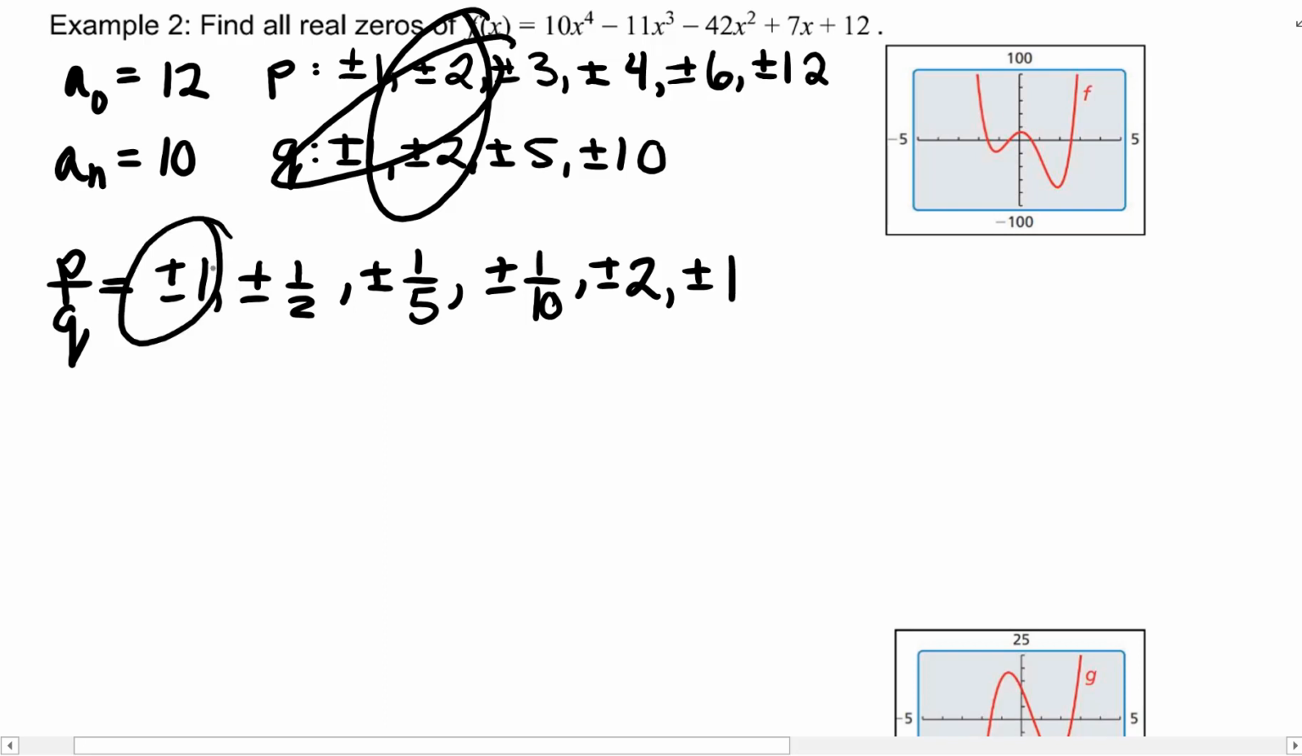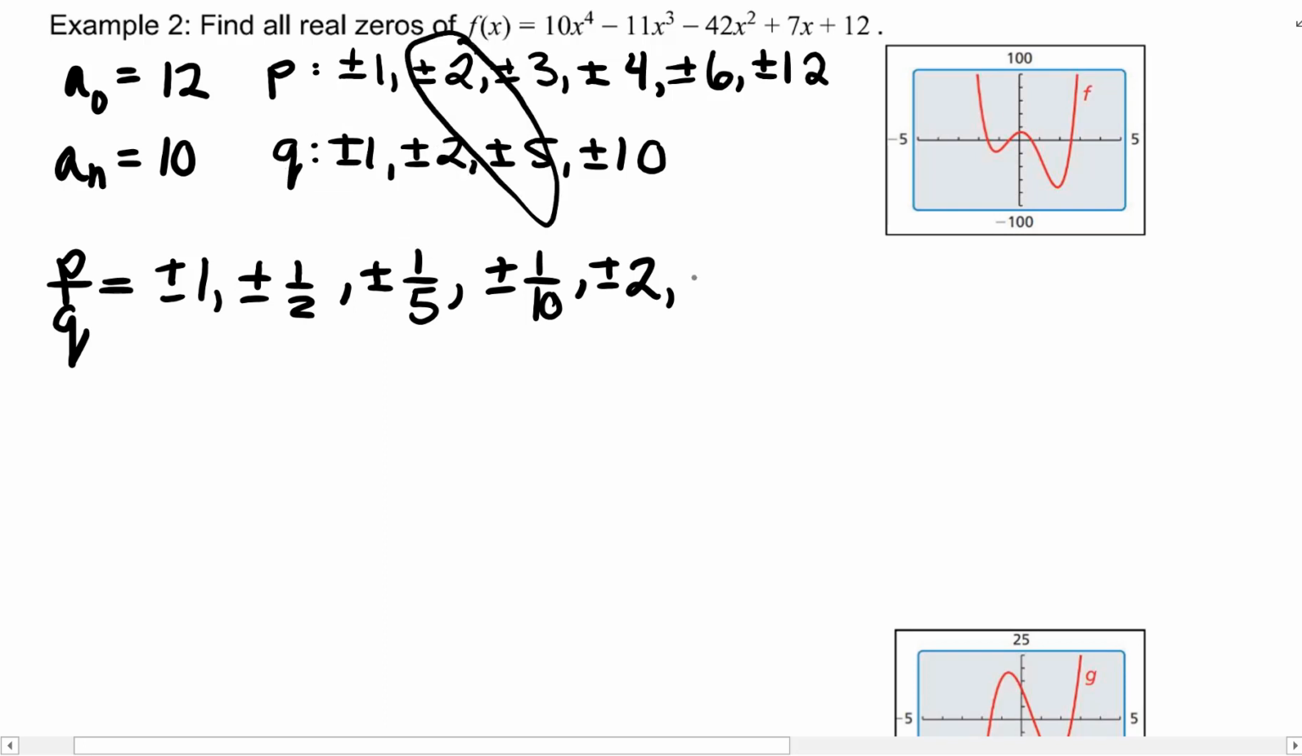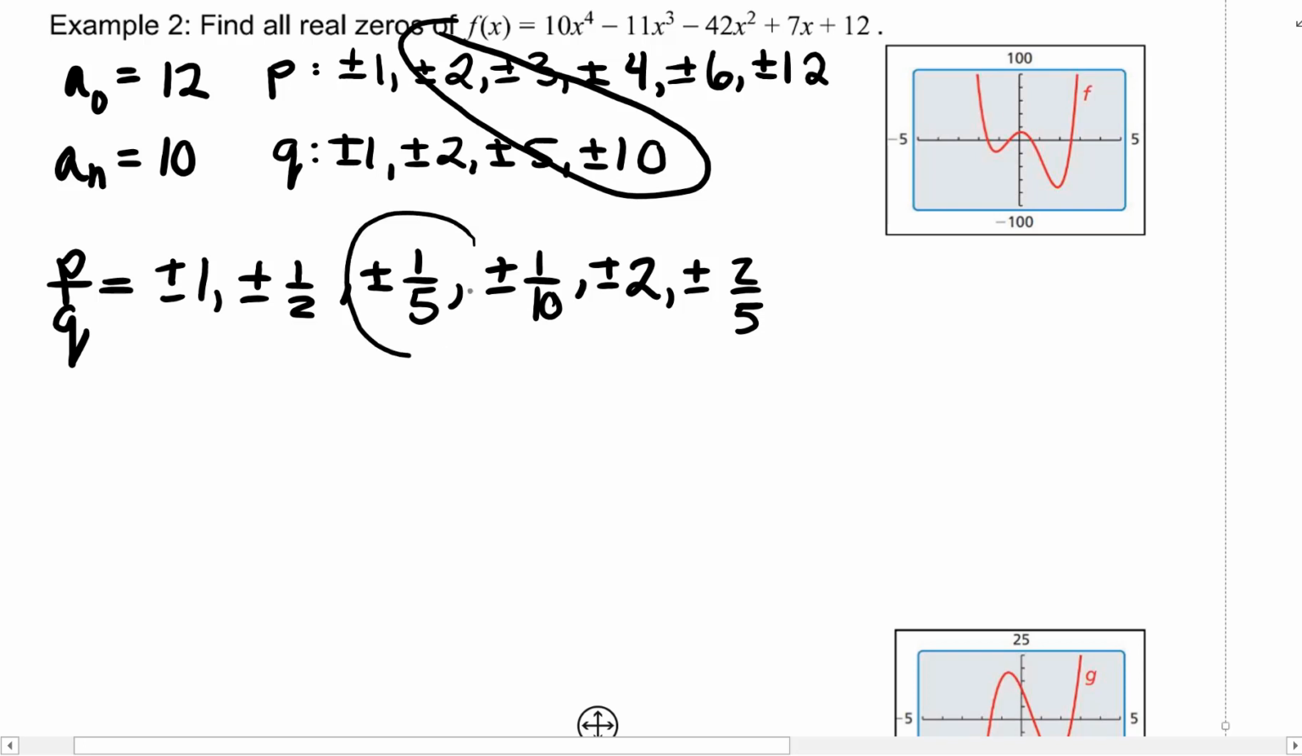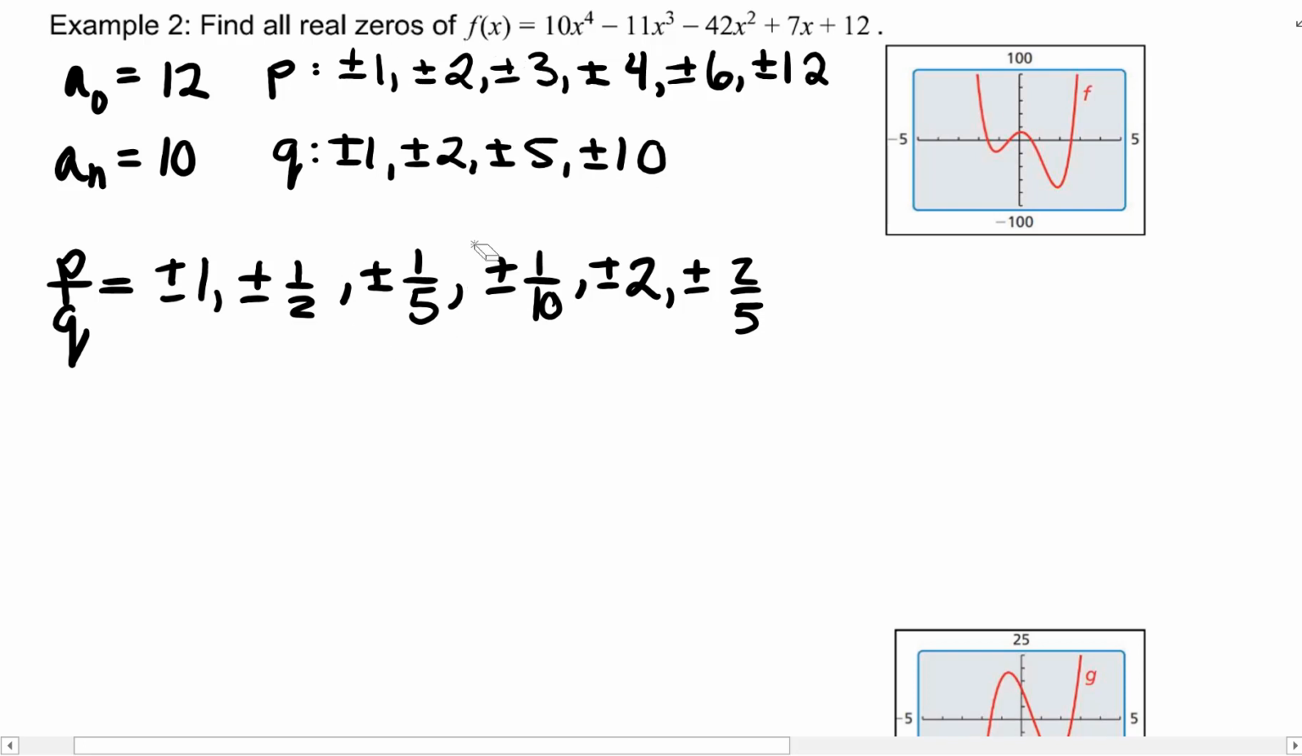We already have plus or minus 1, so we don't need to write it again. Plus or minus 2 over plus or minus 5 is plus or minus 2/5. But plus or minus 2 over plus or minus 10 is plus or minus 1 over 5, which we already have here. There are some that are already taken care of. Pause the video and then press play when you've come up with all the P over Q possibilities.